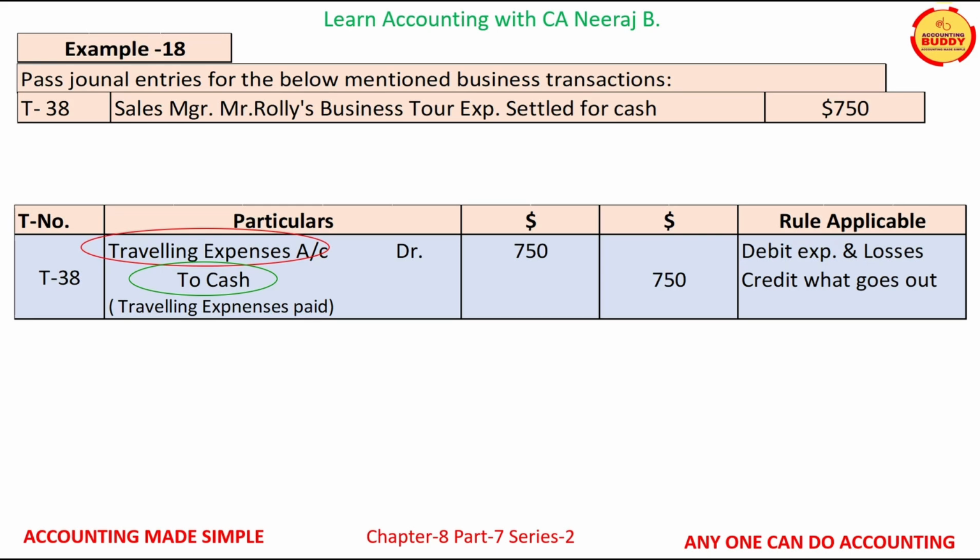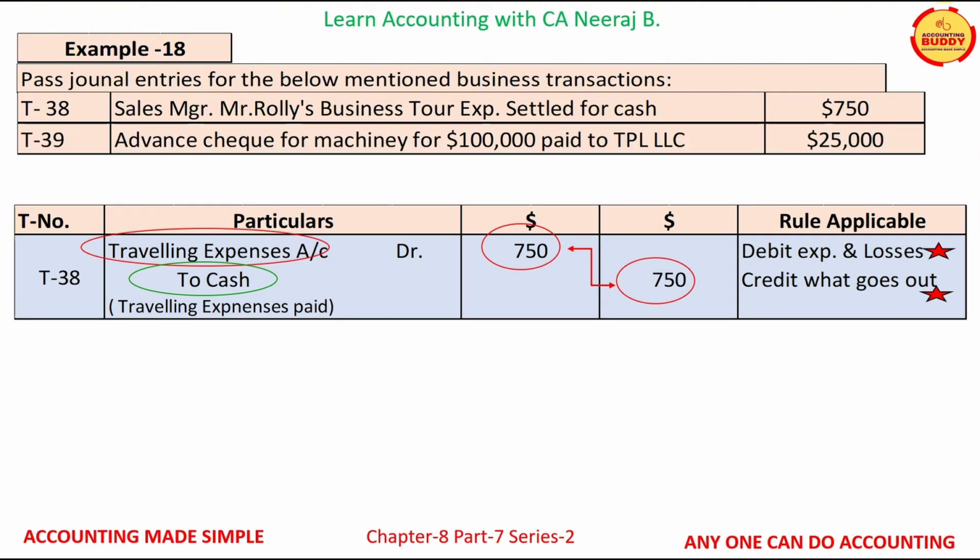Travel expense of sales manager being the business expense is debited as per the nominal account rule of debit all expenses and losses. Cash is a real account, and the rule for real account is credit what goes out. Therefore, this transaction is recorded for $750 by debiting the traveling expense account and crediting the cash account.